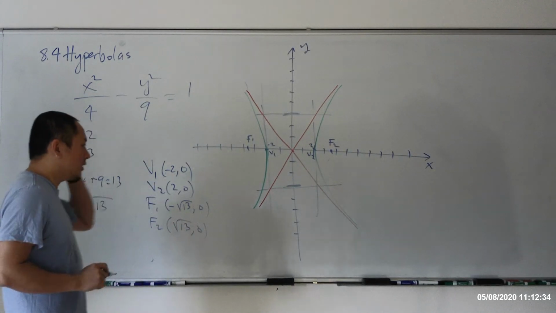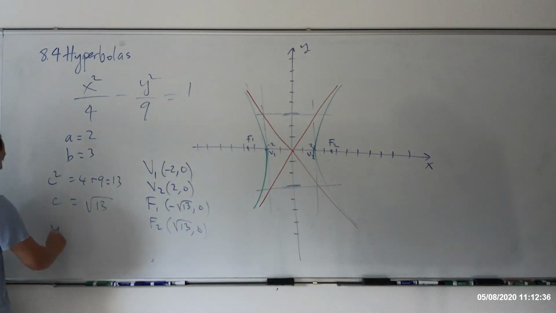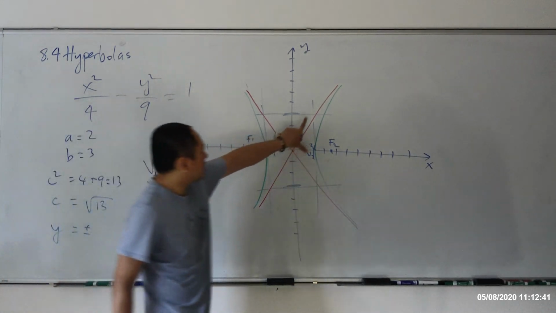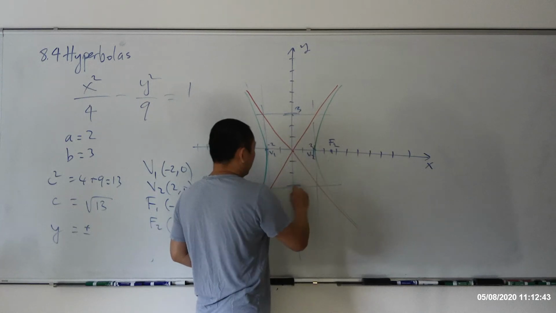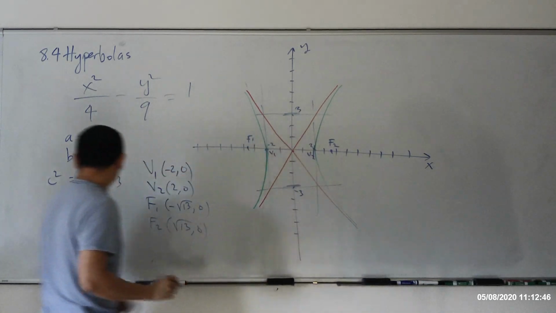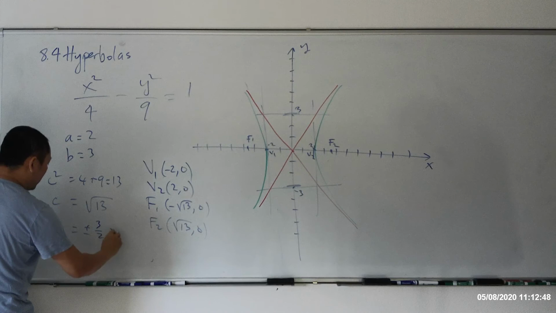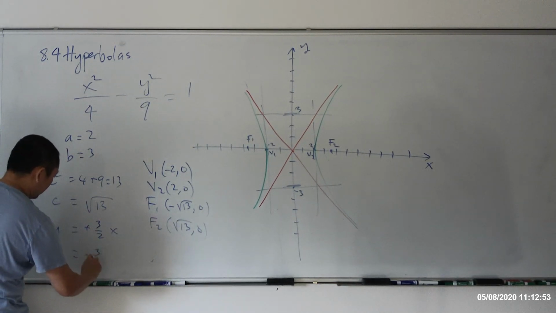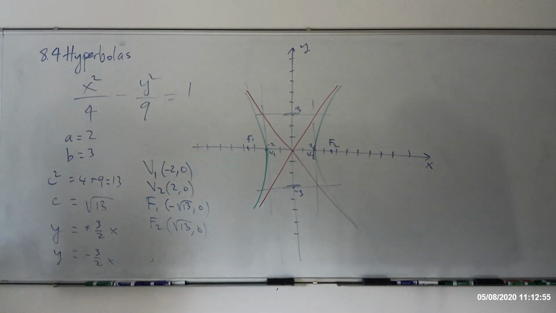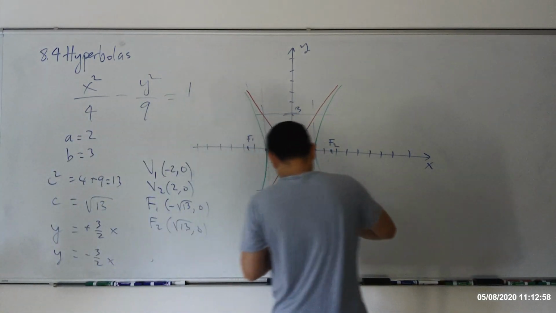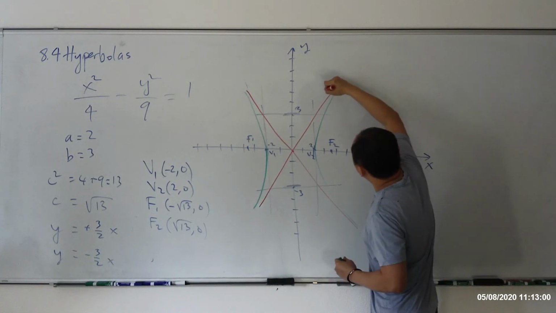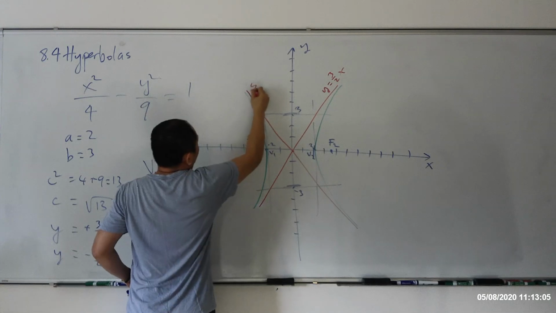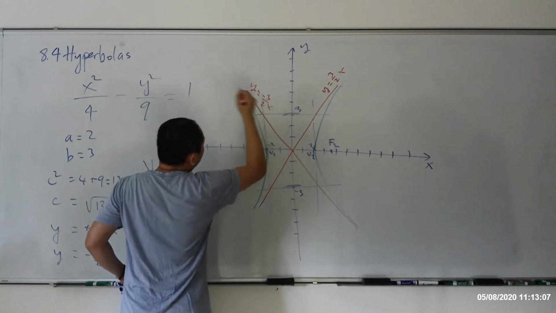The equations for the two asymptotes are y equals plus or minus b over a. Rise over run: rise 3, run 2, so plus or minus 3 over 2 x. So let me write this way, y equals 3 over 2 x, and y equals negative 3 over 2 x. You have two equations for the hyperbola: positive slope, y equals 3 over 2 x; negative slope, y equals negative 3 over 2 x.